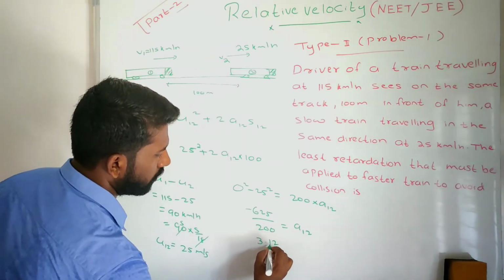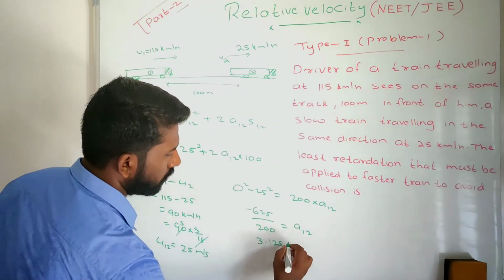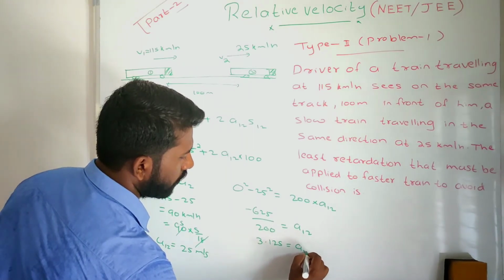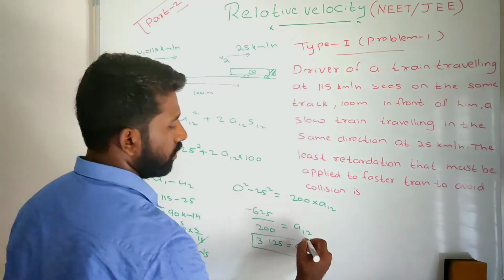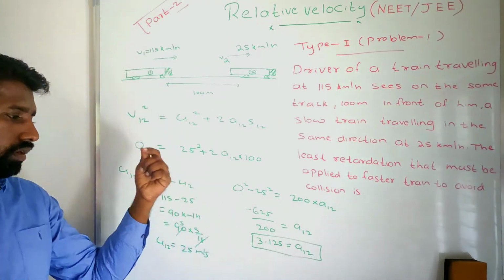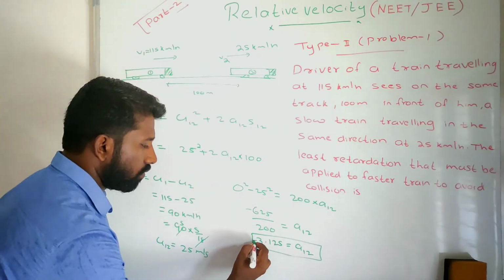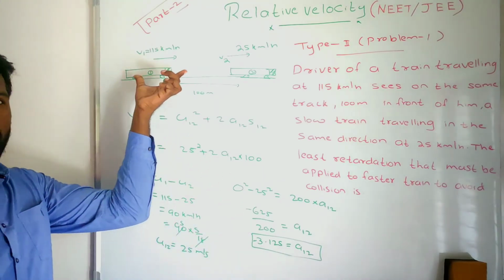3.125. Okay, 3.125 you will get. That is the relative acceleration of the first body with respect to the second body. That means the retardation happened to this is the negative value because there is a retardation.